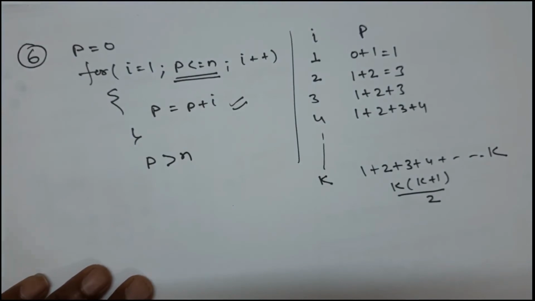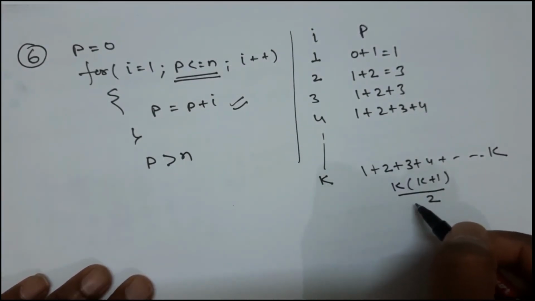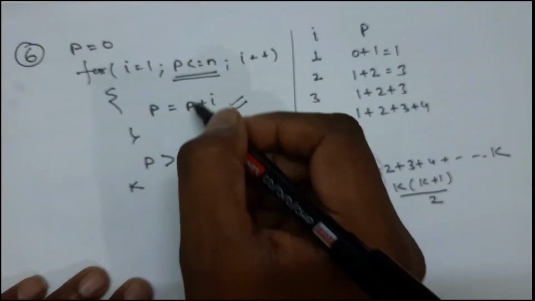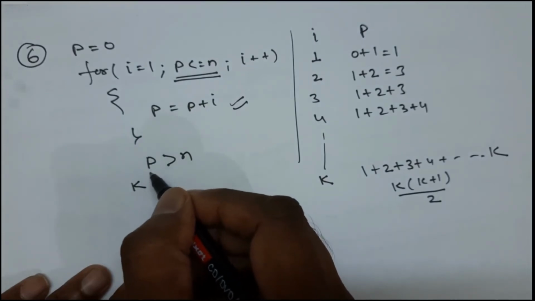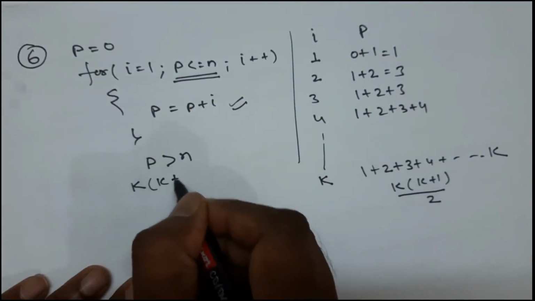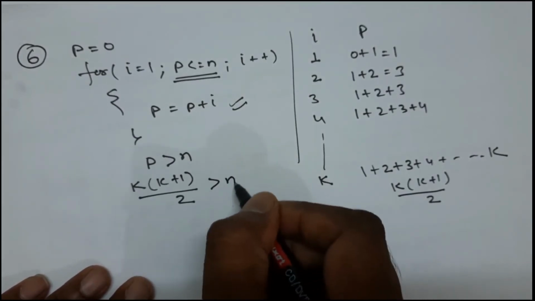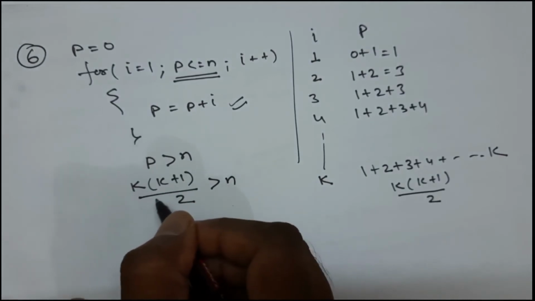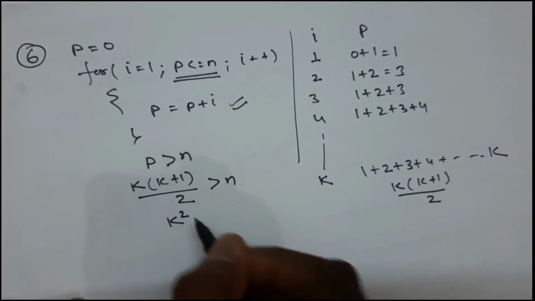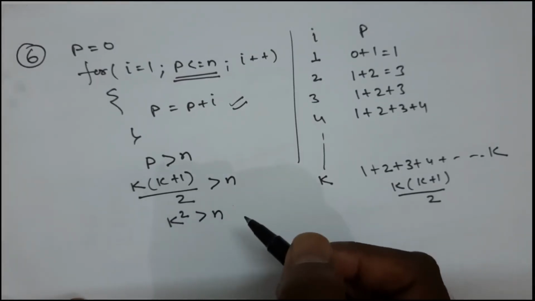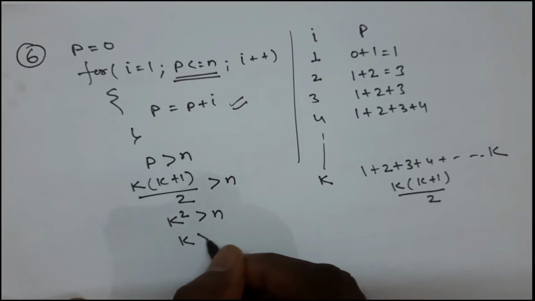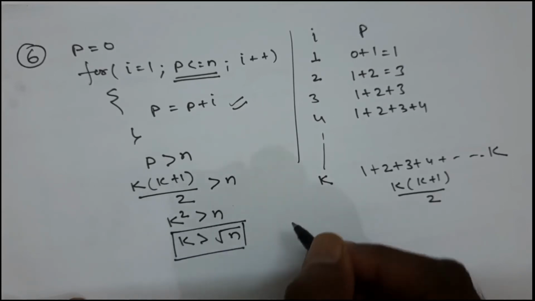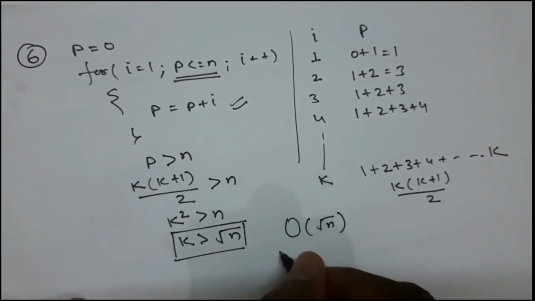Okay. So here the value of p is this one. Suppose this is the condition that it is executed for k times and the loop is terminated. So the value of p at that moment of time would be k into k plus 1 upon 2. That should be greater than n. So if we write this expression, then roughly we can represent it as k square should be greater than n. So the value of k would be greater than square root of n. So this is the time complexity, that is order of square root of n.